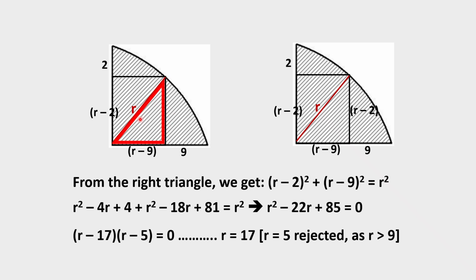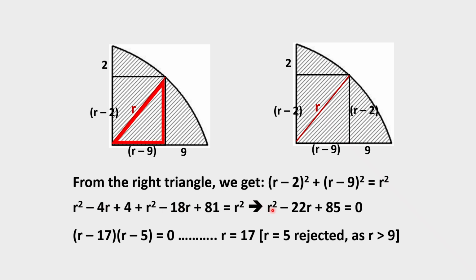So in the right angle triangle, base is r minus 9, altitude is r minus 2, and the hypotenuse, which is the diagonal and the radius, is r. By Pythagoras rule, we get altitude square plus base square equal to hypotenuse square. So (r minus 2) whole square plus (r minus 9) whole square equals r square. Now expand these according to the formula (a minus b) whole square, and then simplify.